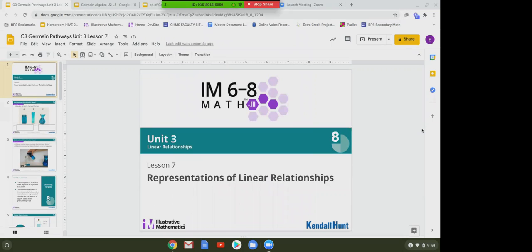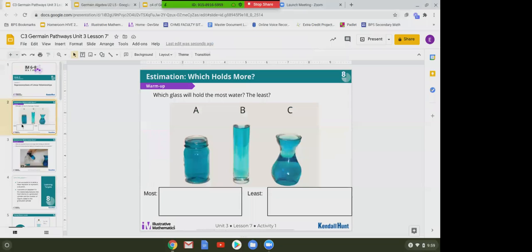Okay, so we're looking at this guy here. Which container holds the most amount of water? Which one holds the least amount of water? Now we're going to prove it. Let me let this person in.